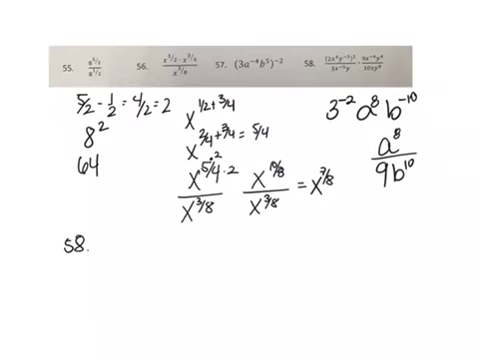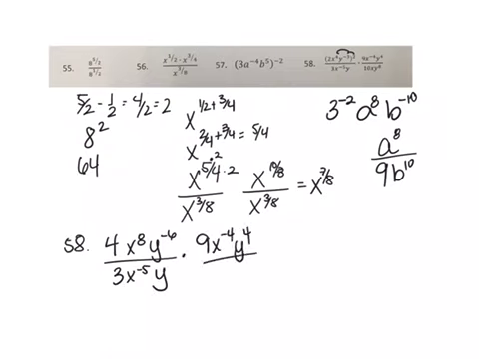Let's apply this exponent first. 4x to the 8th, y to the negative 6, over 3x to the negative 5y, times 9x to the negative 4, y to the 4th, over 10x y to the 8th. So I'm going to multiply my numbers together. 4 times 9 is 36. 3 times 10 is 30.